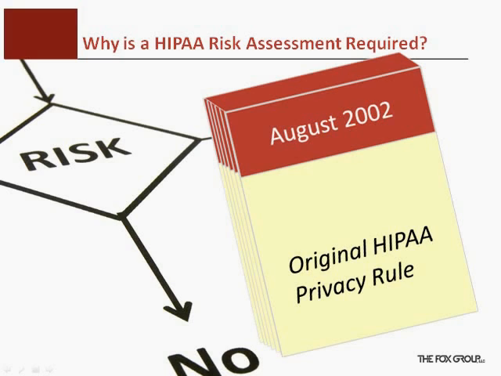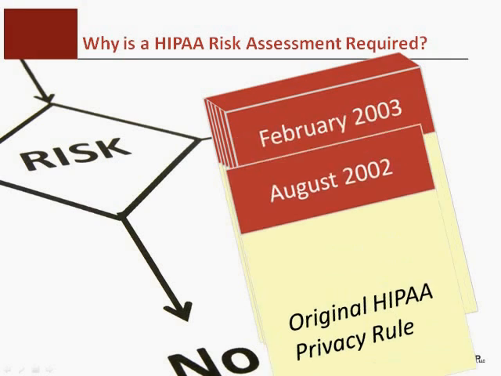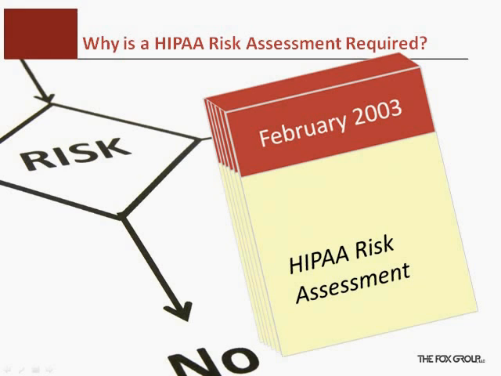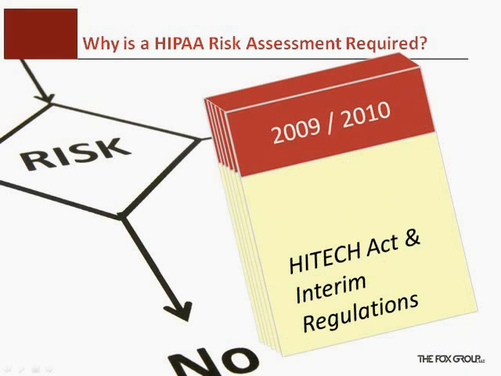Why is HIPAA risk assessment required? What's the history? 2002 August. Original HIPAA privacy rule required policy and procedures, but not a formal risk assessment. February 2003. A formal risk assessment requirement for healthcare providers who create, receive, maintain or transmit EPHI was added. During 2009 and 2010, the High-Tech Act updates requirements including increasing penalties.